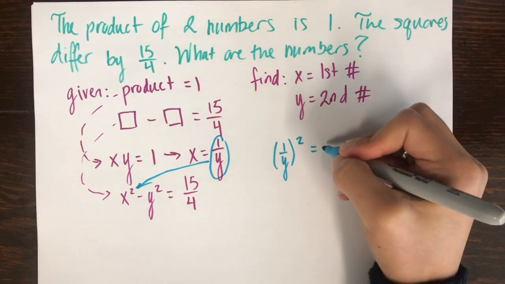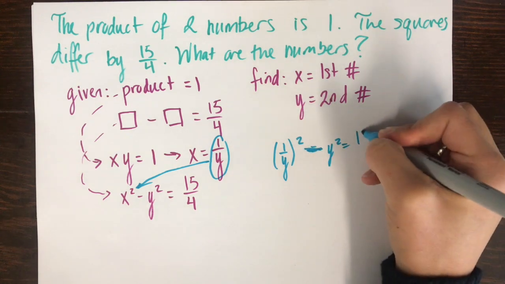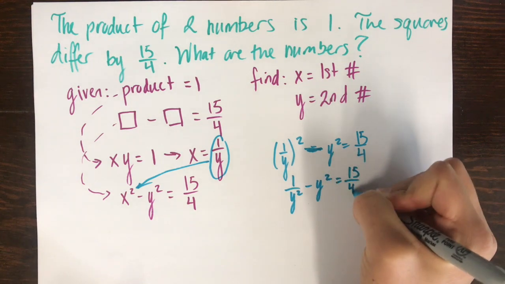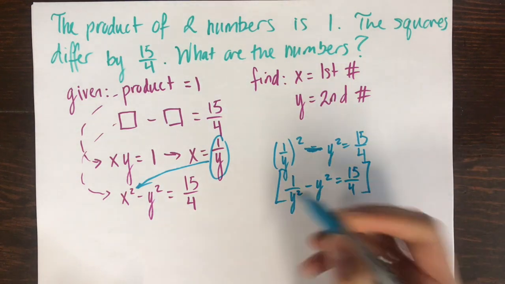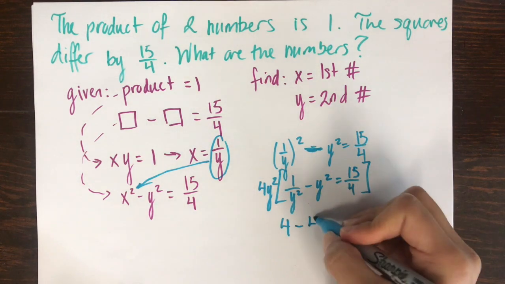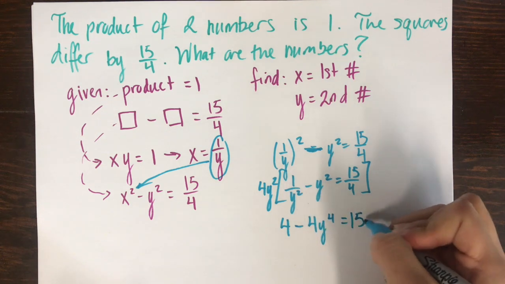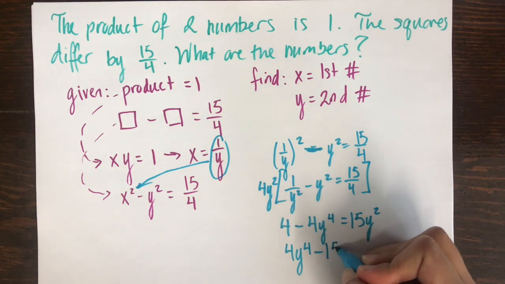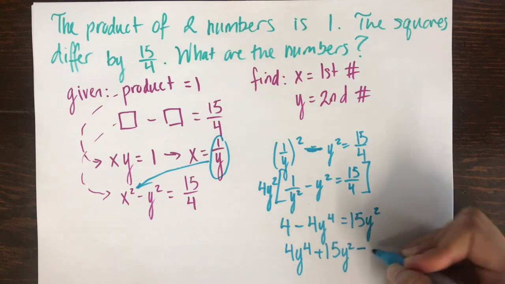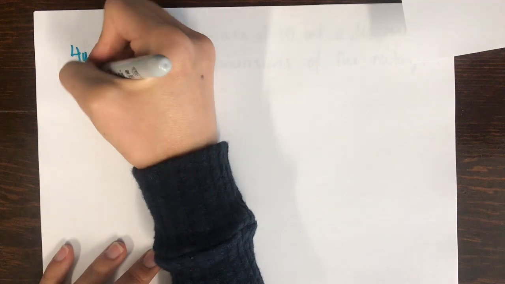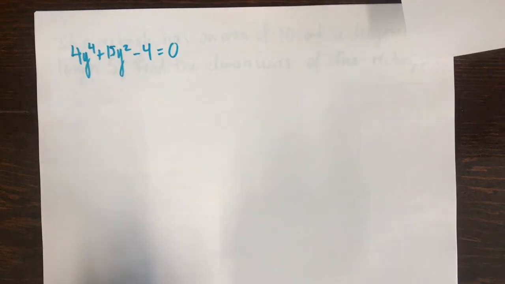Now I'm going to replace x squared with 1 over y squared, so I have 1 over y squared minus y squared equals 15/4. I'm going to get rid of both of those fractions by multiplying everything by 4y squared. So I end up with 4, because the y squareds cancel, minus 4y to the fourth equals 15y squared, because those 4's cancel. And then I'm just going to rearrange so that I have this in the proper quadratic form. 4y to the fourth power plus 15y squared, and then minus 4 is equal to 0.